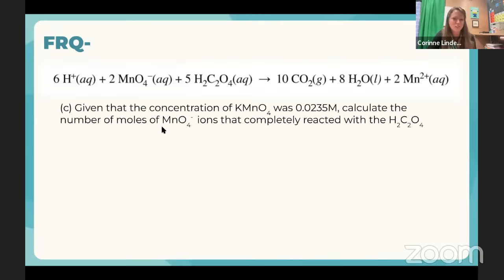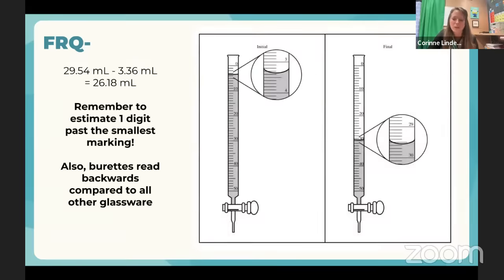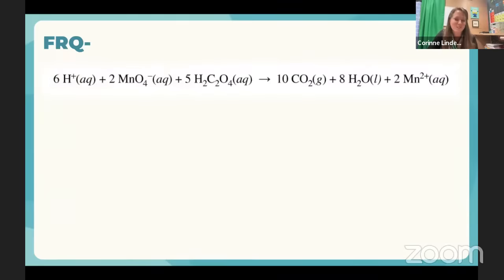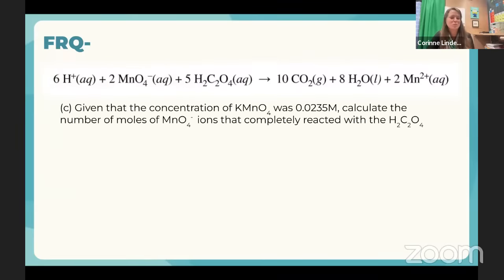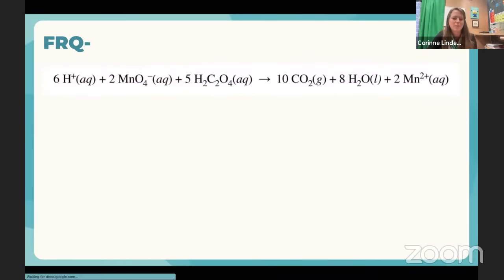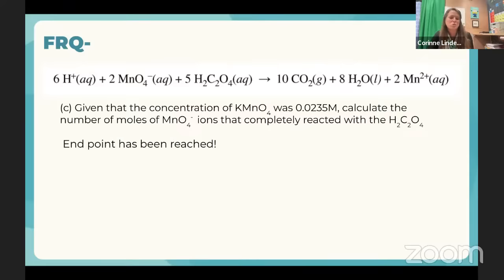Even if you haven't had a chance to work with them in class, just look at the volume, take your time, and do the simple math there. So this one is just a simple sample of the FRQ associated with the titration.